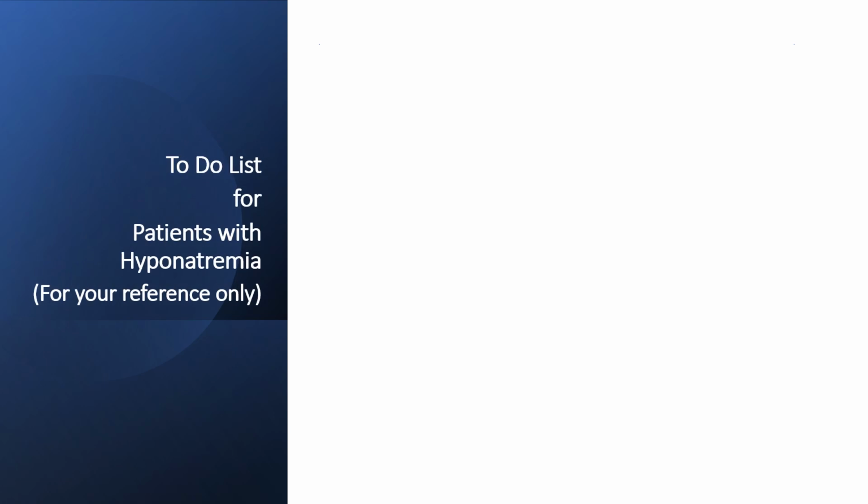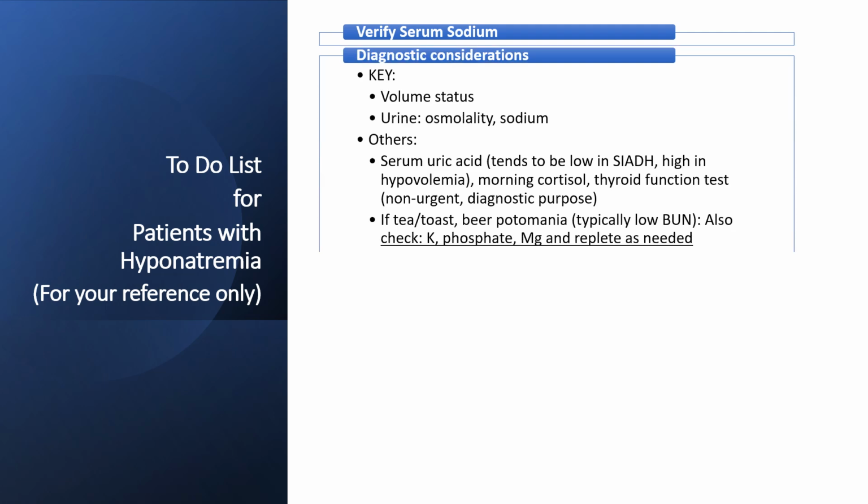This is our to-do list when there is a patient with hyponatremia. First, verify that the serum sodium concentration was measured correctly. Diagnostic considerations: assess the patient's volume status and obtain urine osmolality and sodium. Other tests that may be helpful in the diagnosis of hyponatremia include uric acid. This is typically low in patients with SIADH, but high in patients with hypovolemia, because uric acid reabsorption is increased in the hypovolemic state.